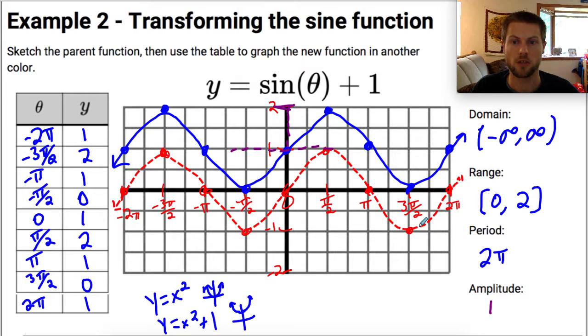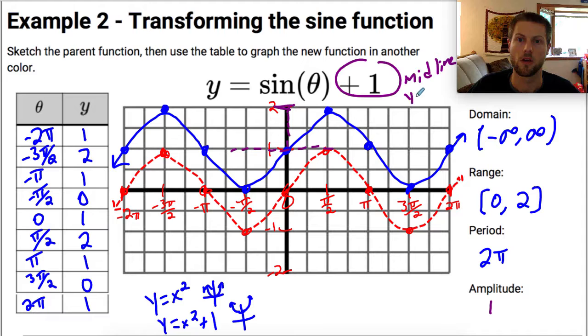So what has changed? Really, the only property that has changed is my range. And we say that we have changed the midline in my function to y equals 1, since I've moved this function up 1. So normally the midline in the parent function is just y equals 0. If I add the function up 1, my midline is now y equals 1.